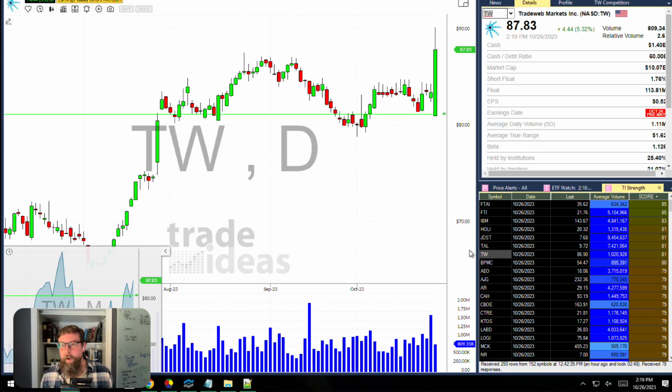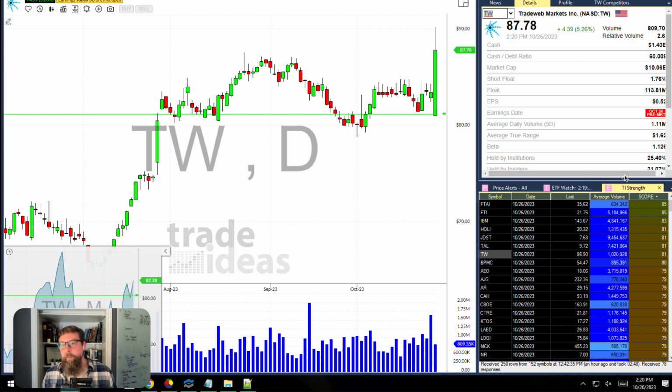TW, TradeWeb, another one, had earnings this morning. Massive engulfing candle here. Really interesting look as we break out of these prior highs. So this may be another one to look at. You can see that we can put in price alerts, all kinds of stuff. Again, just the very, very basics of what Trade Ideas can do here. If we're looking at an iceberg, I'm just showing you the tip here.